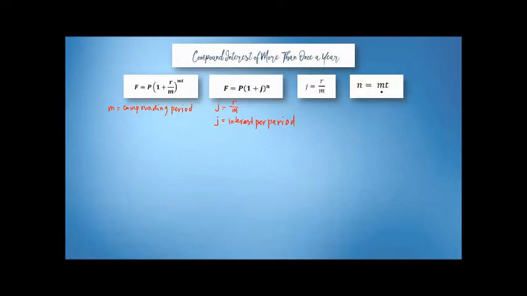Yung N naman natin is total number of periods. Siya naman yung katumbas ng M times T. Okay, so we will encounter much of this formula later on. This is also preparation sa susunod pa nating mga topics after ng compound interest.